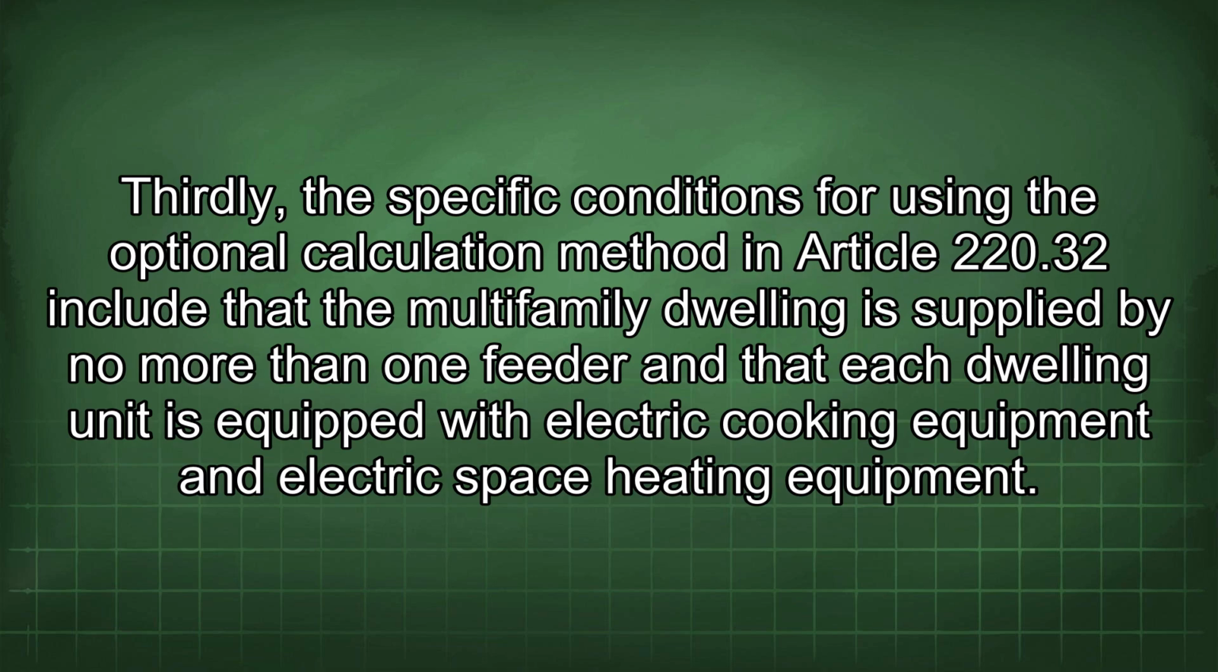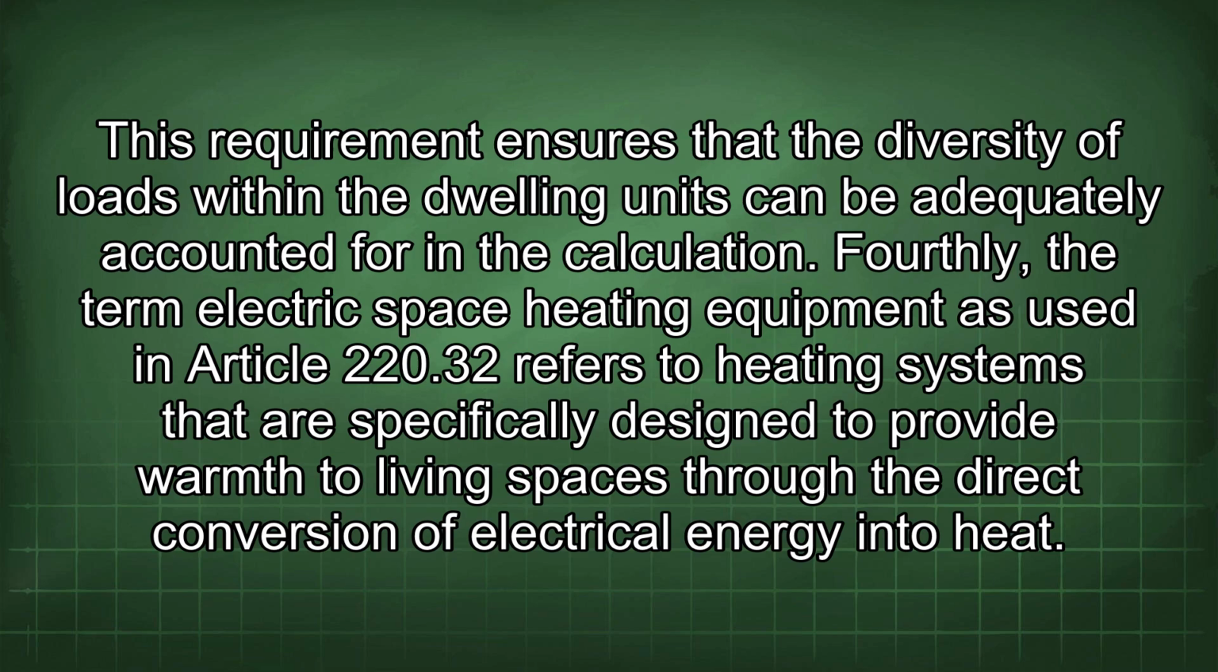Thirdly, the specific conditions for using the optional calculation method in Article 220.32 include that the multifamily dwelling is supplied by no more than one feeder and that each dwelling unit is equipped with electric cooking equipment and electric space heating equipment. This requirement ensures that the diversity of loads within the dwelling units can be adequately accounted for in the calculation.